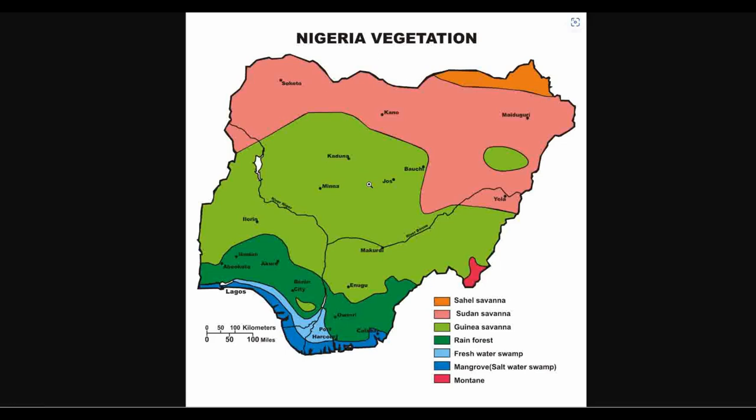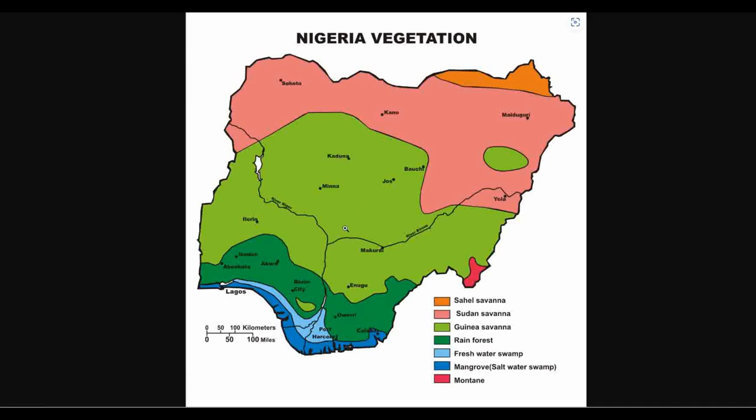So most parts of Nigeria outside the rainforest belt are covered by tropical savanna vegetation, which is divided into three zones. So you have the Guinea savanna, you have the Sudan savanna, and of course you have the Sahel savanna. All right, three. So the Guinea savanna borders the rainforest belt. So you can see the Guinea savanna is above the tropical rainforest. In Nigeria, you'll find it in parts of Kaduna.